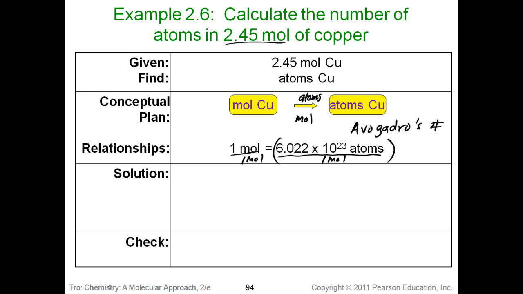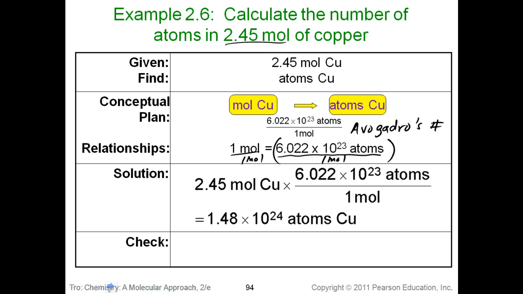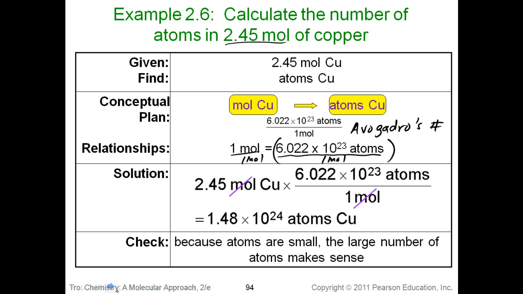All right, let's see what goes on here. All right, well, that's what they did. There's the relationship, or the conversion factor. So we know we've set this up right because the moles of copper will cancel out, and we'll be left with atoms of copper. And to check our answer, we would expect this to be a large number.